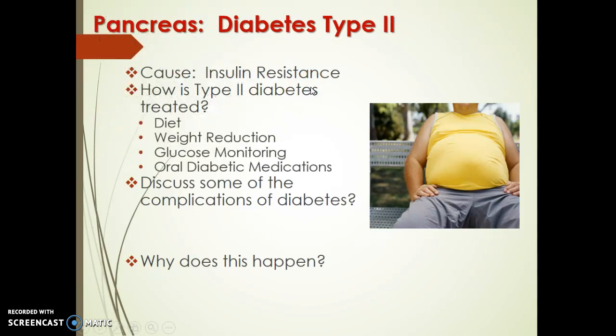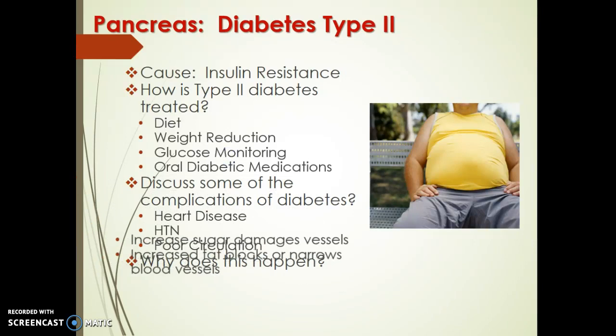Diabetes type 2 is treated by diet typically. They'll look at weight reduction and really trying to decrease the amount of weight or overweight that a patient has. They'll also look at glucose monitoring, and more than likely they'll put on an oral pill, some kind of medication to help control their diabetes.